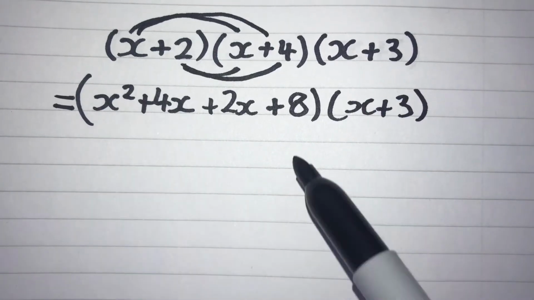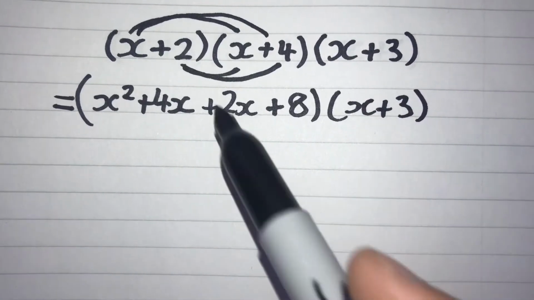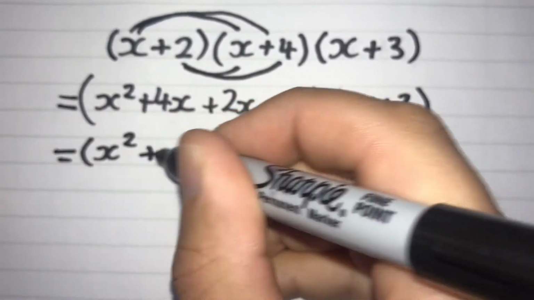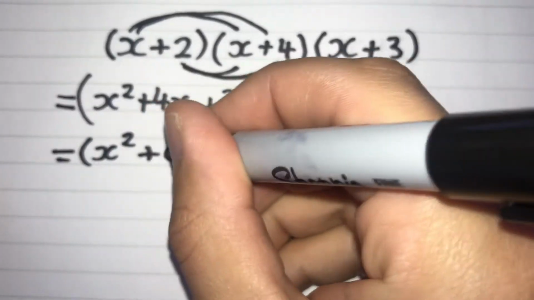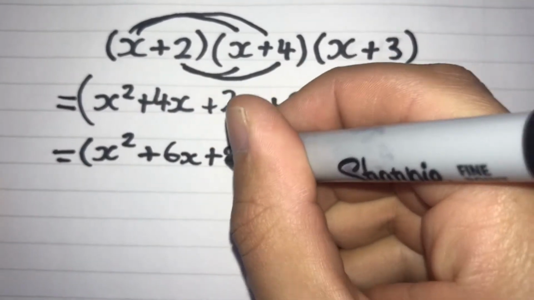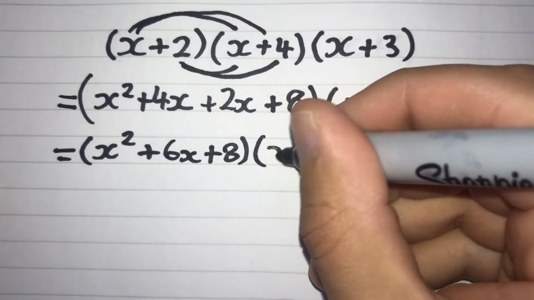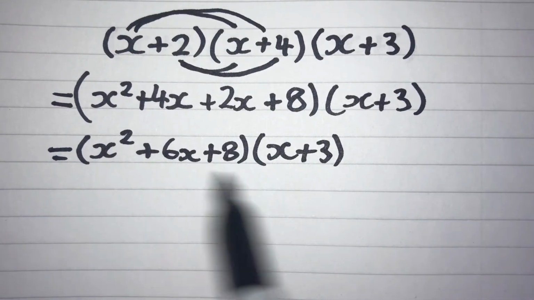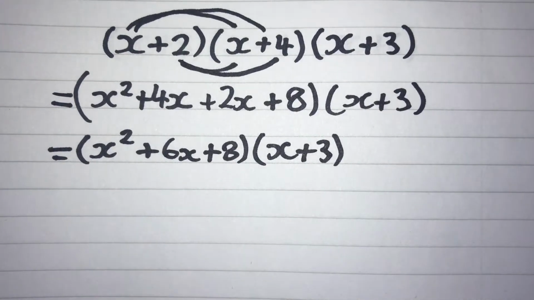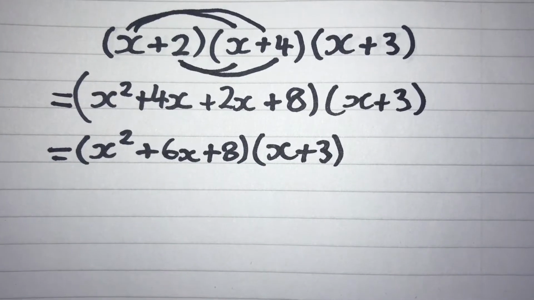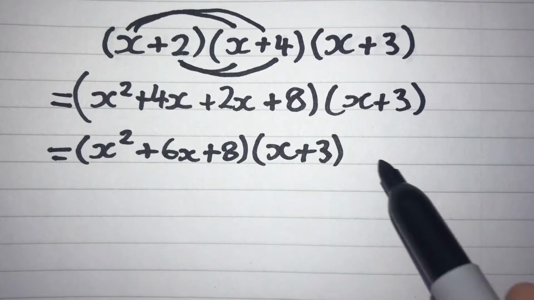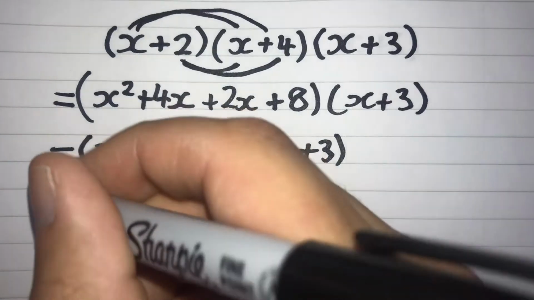Now we can collect our like terms in this bracket just to make it a little bit shorter. So we can collect our two x terms together. So this will become x squared plus 6x, 4 plus 2 gives us 6, plus 8, and then multiplied by x plus 3. Okay, now we want to expand these two brackets. So when we're expanding these two brackets, it's really important not to miss any terms out. So what I'd like to do is to multiply everything that's in this bracket. So say, for example, we start off with our x squared, multiply that by everything in this bracket before moving on to the next term.